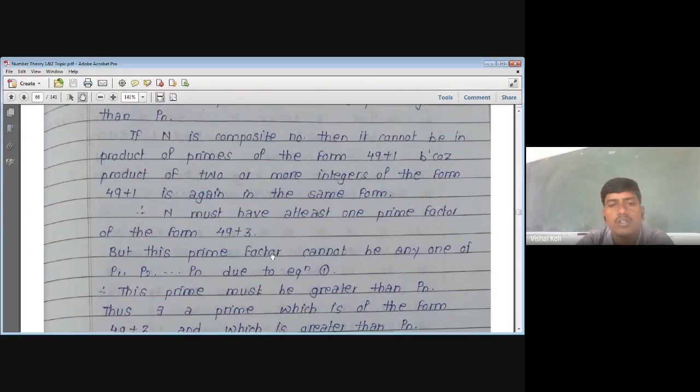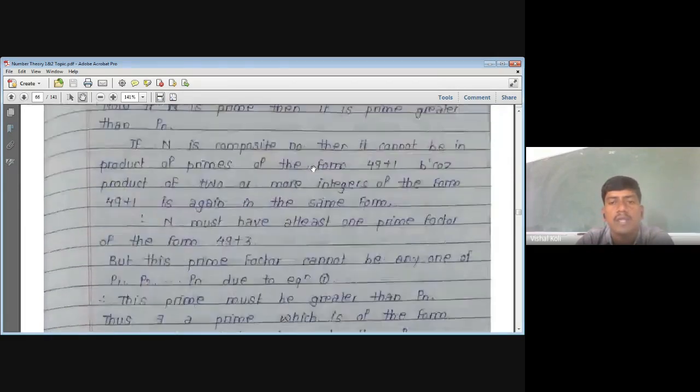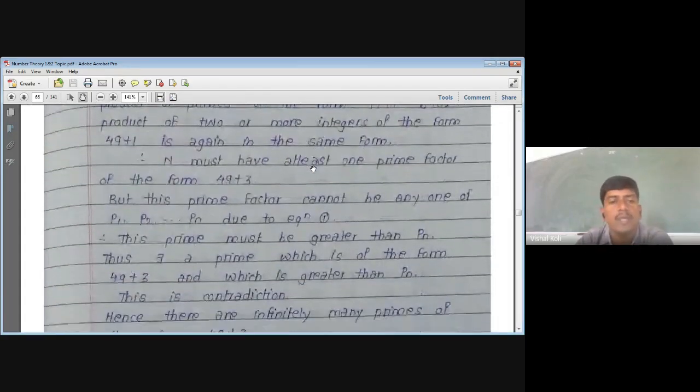This is because from equation 1, as this capital N is 4 times the product of these n primes minus 1, therefore any prime divisor must be greater than all the primes p1, p2, and so on up to pn, since N is nothing but 4 times p1, p2, up to pn minus 1. So if there is any prime divisor for this N, then it must be greater than these n prime numbers. As here we get one prime factor, therefore it must be greater than pn.